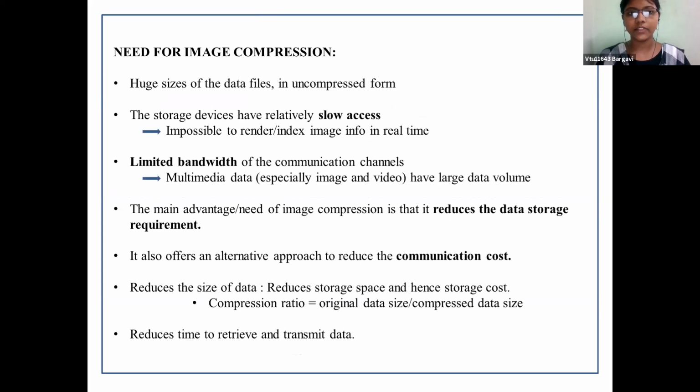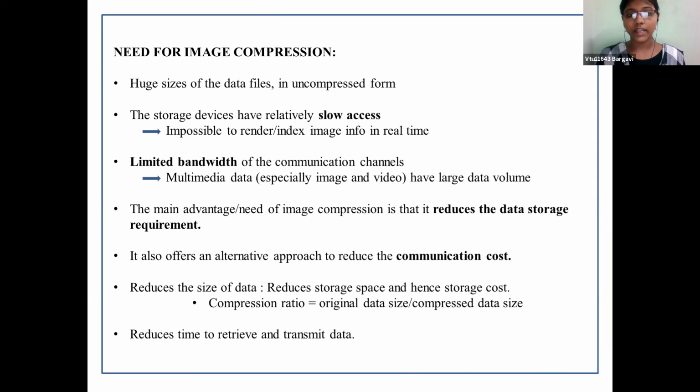These are the basic needs for image compression. Huge sizes of data files make communication a difficult process. The storage devices have relatively slow access. It is impossible to render or index image info in real time. And the limited bandwidth of the communication channels makes it even more difficult to transmit multimedia data such as image and video data that has a large data volume.